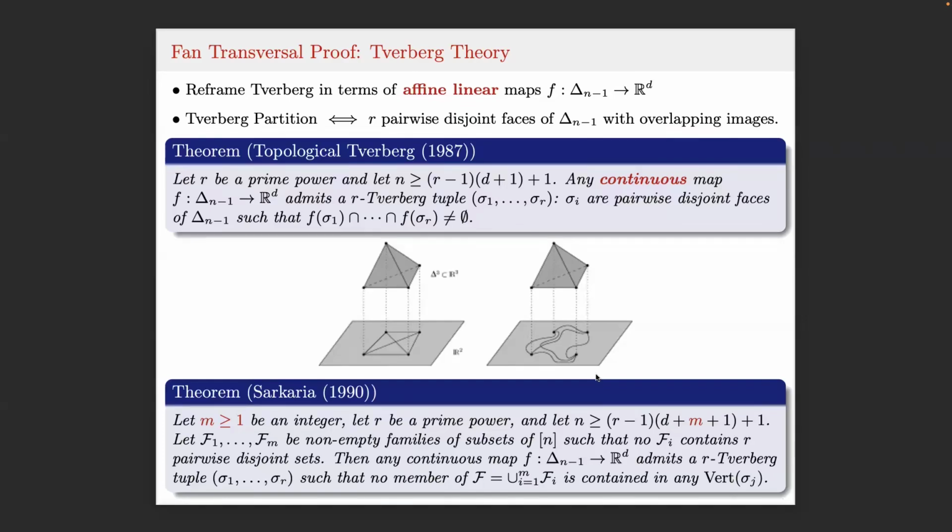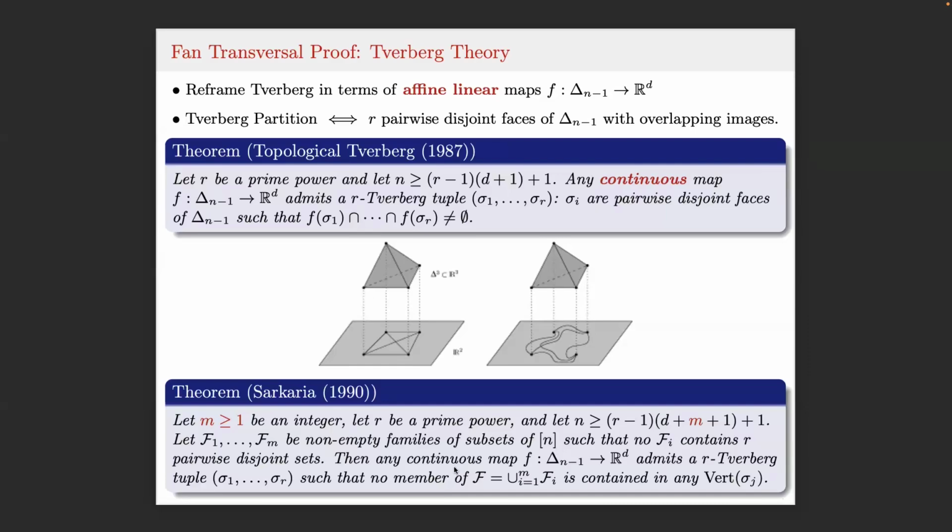So now let m be an integer greater than 1, R a prime power, and now instead of (r-1)(d+1) points, we look at (r-1)(d+m+1) points. And now suppose that we're given, very similar to this statement of our Dolnikov generalization, m non-empty families of subsets of n, which I'm going to view as the vertices of my (n-1)-simplex. And let's suppose that if I look at any of these families, an F_i, then it does not contain R pairwise disjoint sets, just as before.